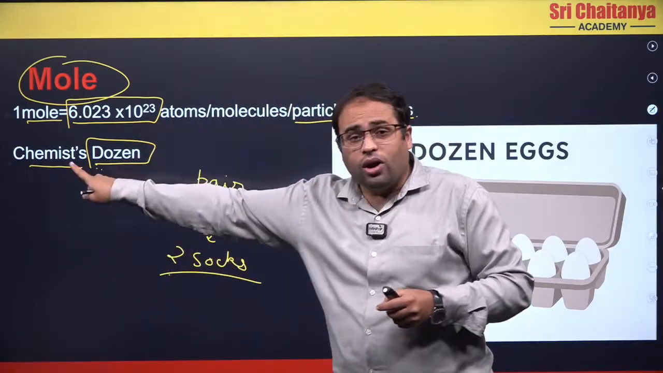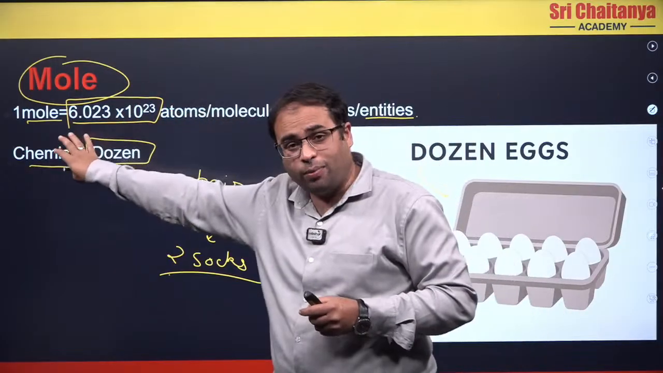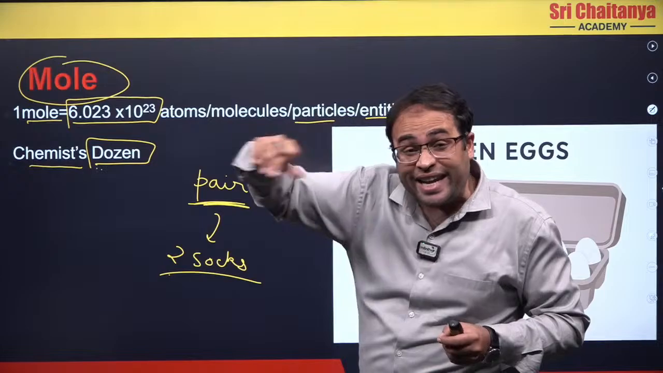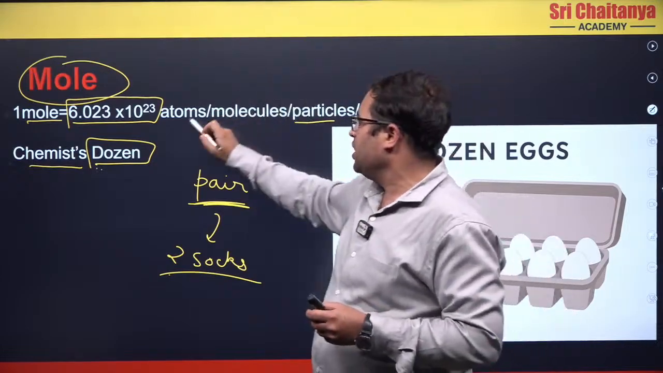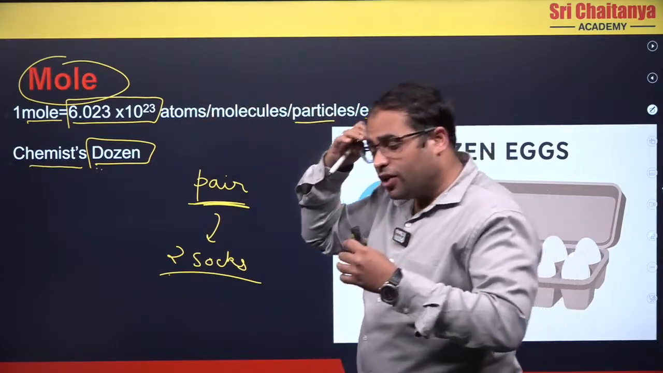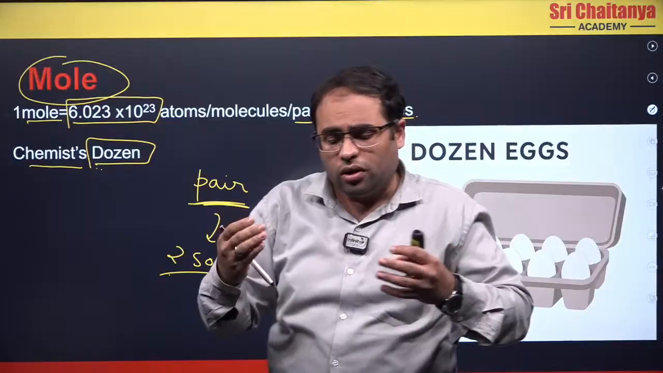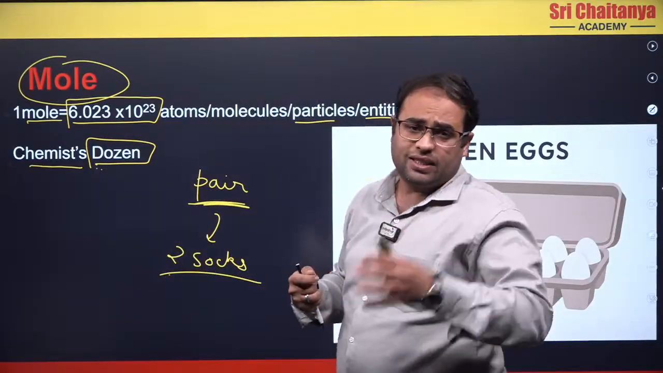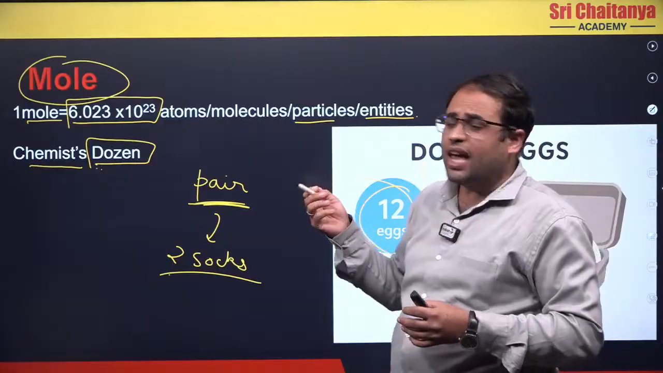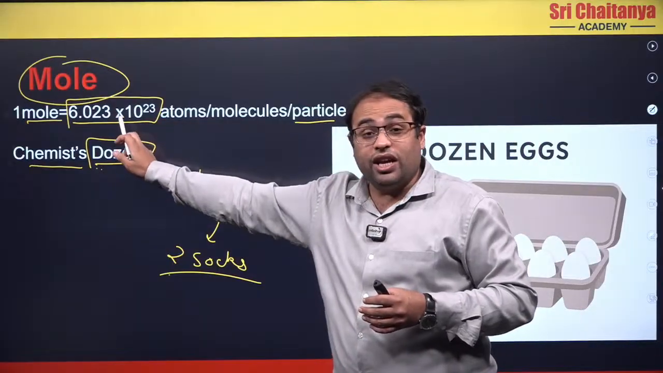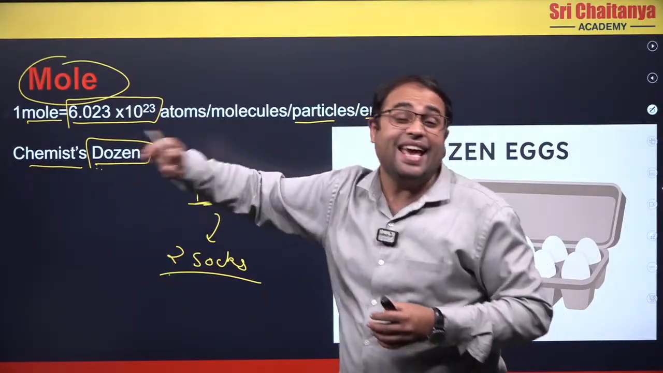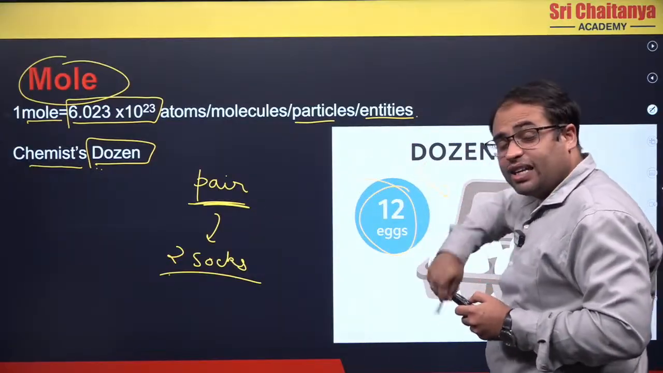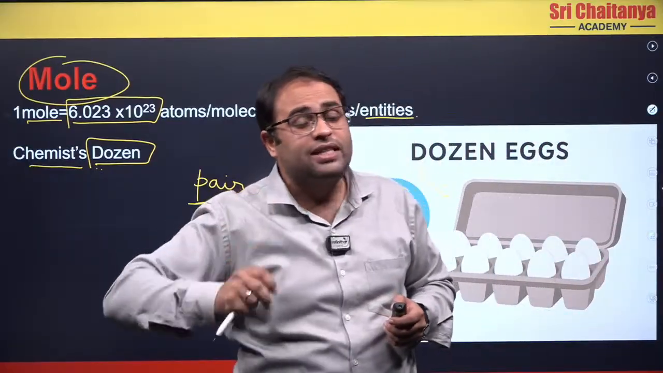Now, a mole is a collection of how many objects? 6.023 into 10 raised to power 23 objects, right? If I ask you how many eggs are there in 1 mole of eggs, you will say 6.023 into 10 raised to power 23 eggs are there in 1 mole of eggs, right? So that is why 1 mole is called a chemist's dozen.